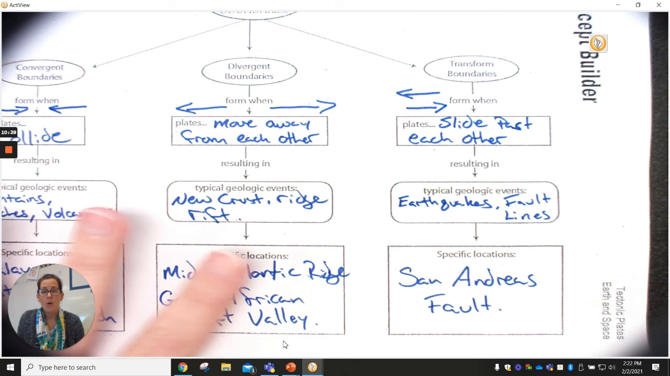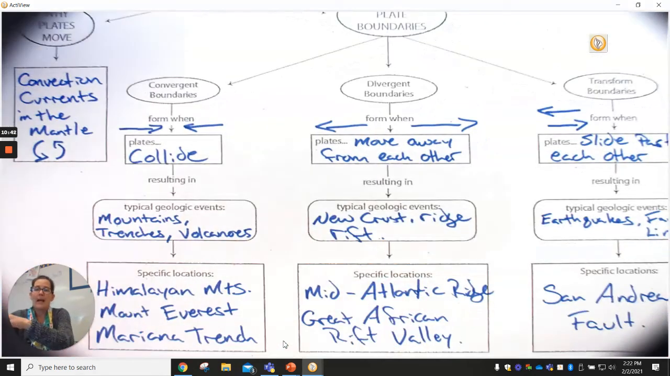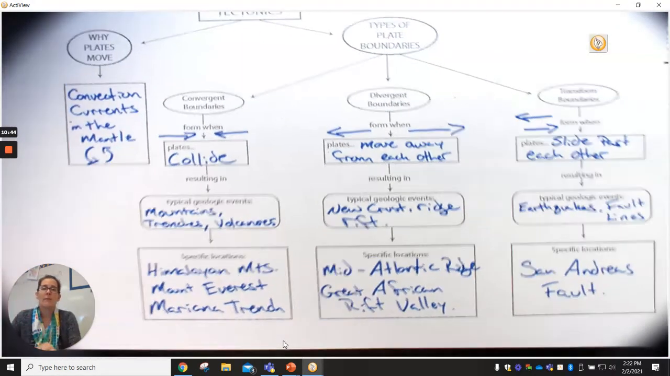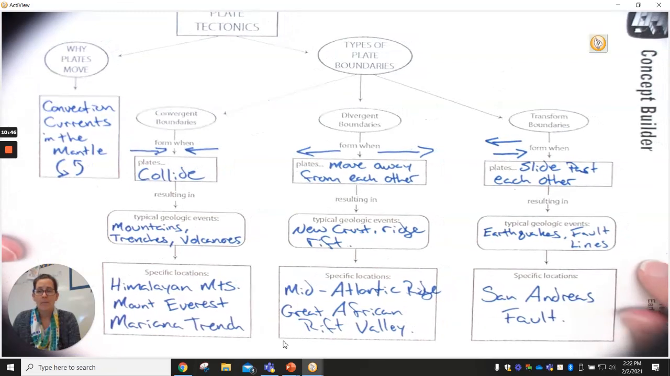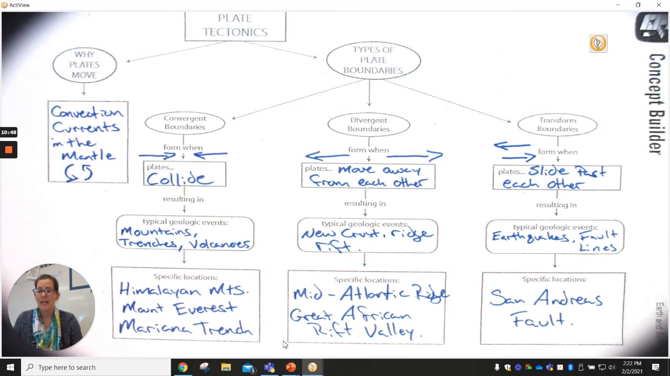Okay, I really hope this kind of helps wrap your mind around the different types of plate boundaries that we have. I'm looking forward to the days that come because I just love this part of science, earth science. It's awesome. Y'all are fantastic.